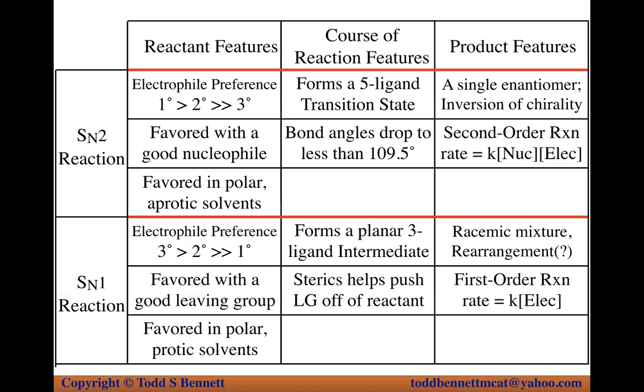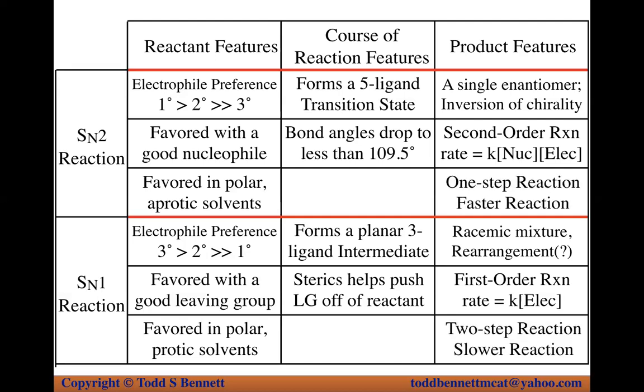SN2 has a second order rate, very fast. The rate depends on nucleophile and electrophile both. For SN1, it only depends on electrophile, a much slower reaction. And then SN2 goes in one step. So the 2 means two things, so it's second order. The 1 means one thing, so it's first order.